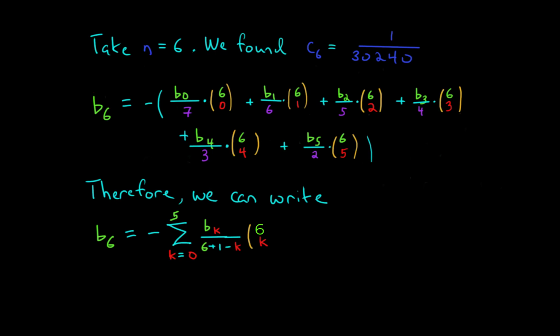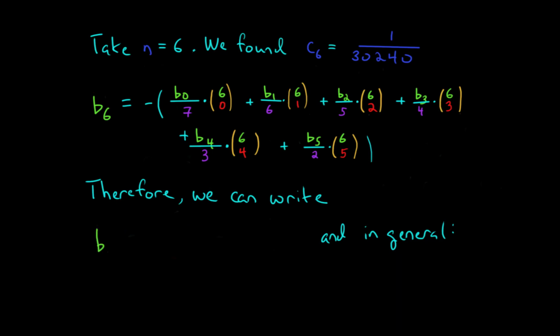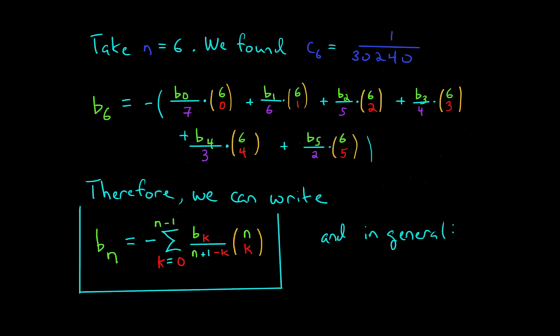And in general, we can write that b sub n equals the negative of the sum indexed from k equals 0 to n minus 1 of b sub k over n plus 1 minus k times the binomial coefficient n choose k. So let me put a box around this because it's an important recursive definition for the Bernoulli numbers. And as you can see, again, it emerges naturally from our process of determining coefficients in the Euler MacLaurin summation formula.